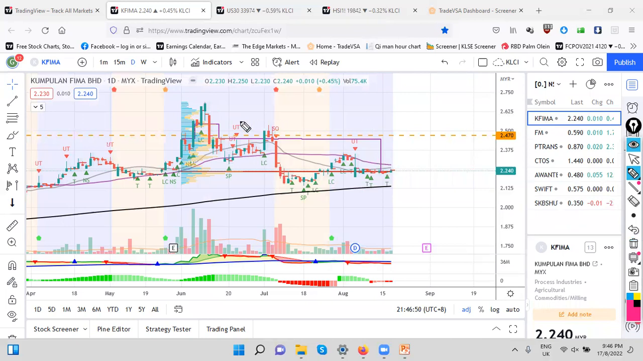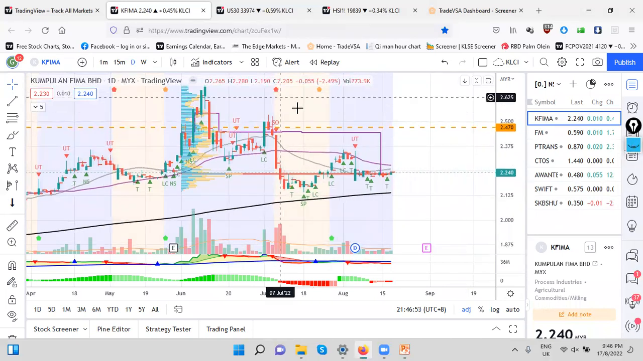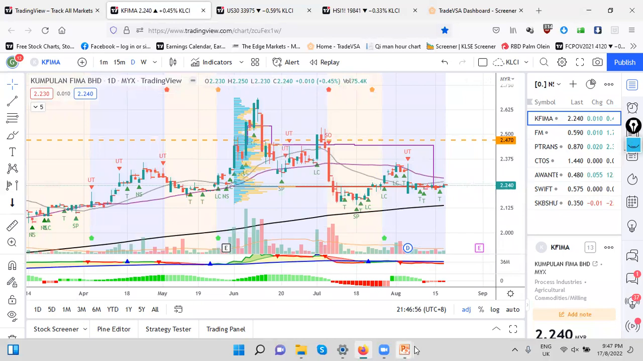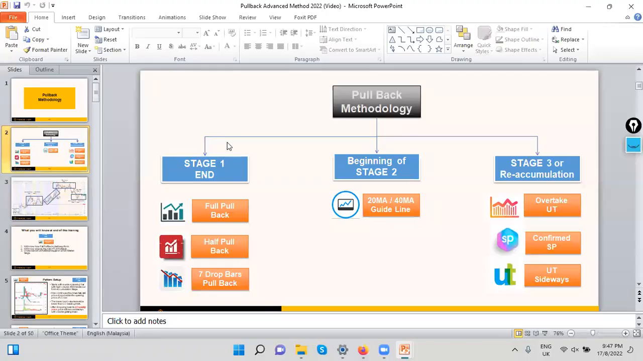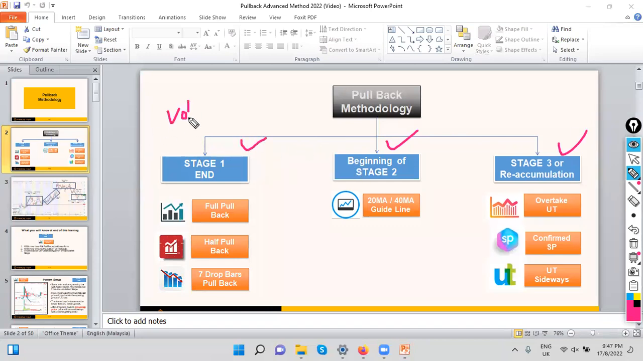So this is another example for when we do our class on Saturday. We will focus on this volume profile plus the pullback. Like in the last few classes, the pullback methodology always has three stages: 1, 2, and 3. But when we add the volume profile structure, the volume profile will not be suitable when the stock is already in stage 2.